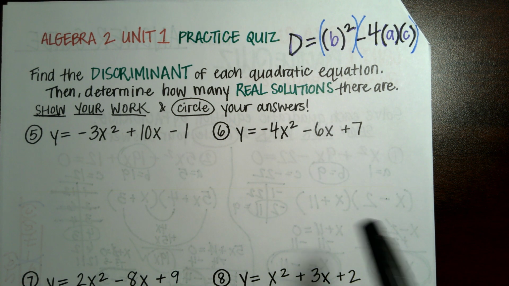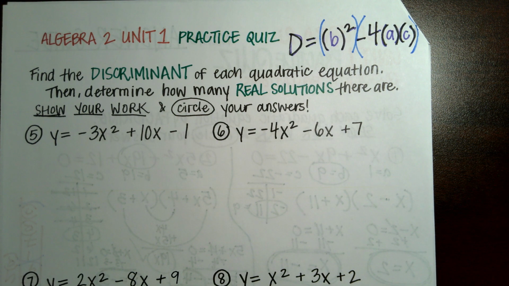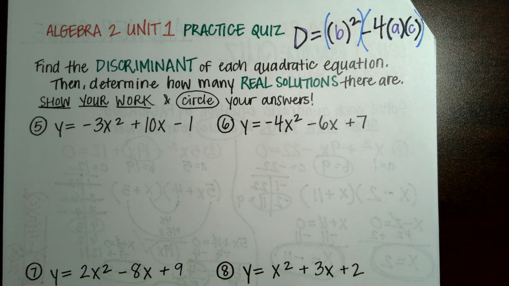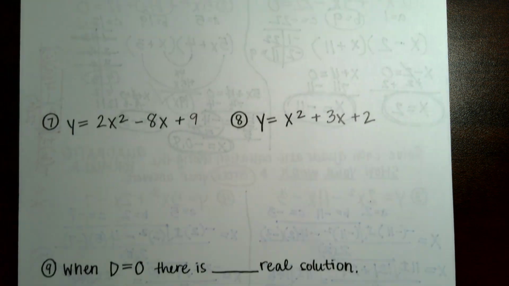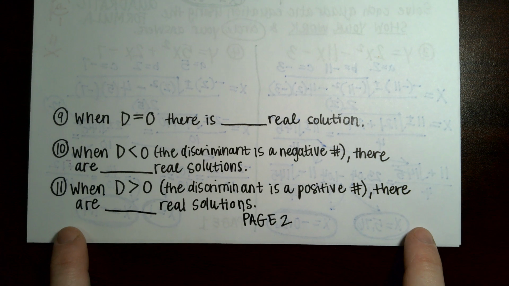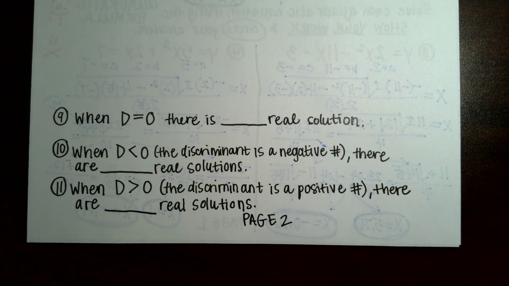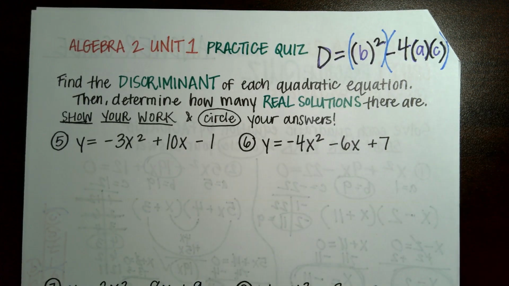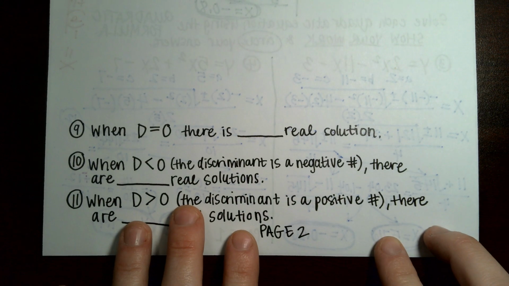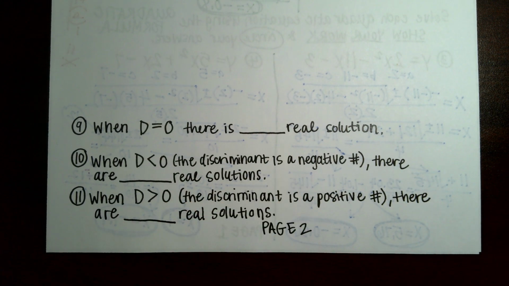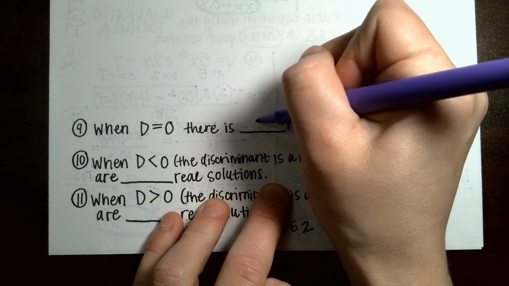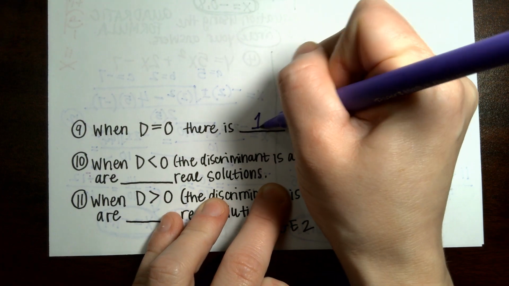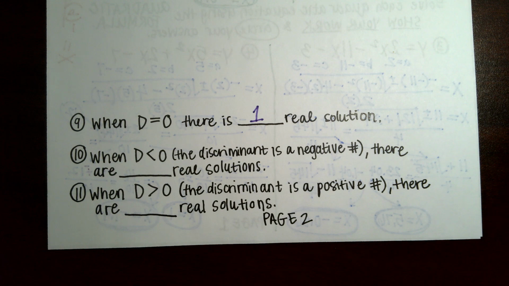Now, before we solve these, number 5 through 8, let's actually answer the 3 questions on the bottom, 9, 10, and 11, because that's going to help us with our answers for 5 through 8. So I'm going to move my paper down. So for number 9, when D equals 0, meaning whenever we use that formula and we solve it out, we simplify it, if your answer is 0, that means what? One real solution. Yes. So we're going to write 1. Just means there's one real solution.